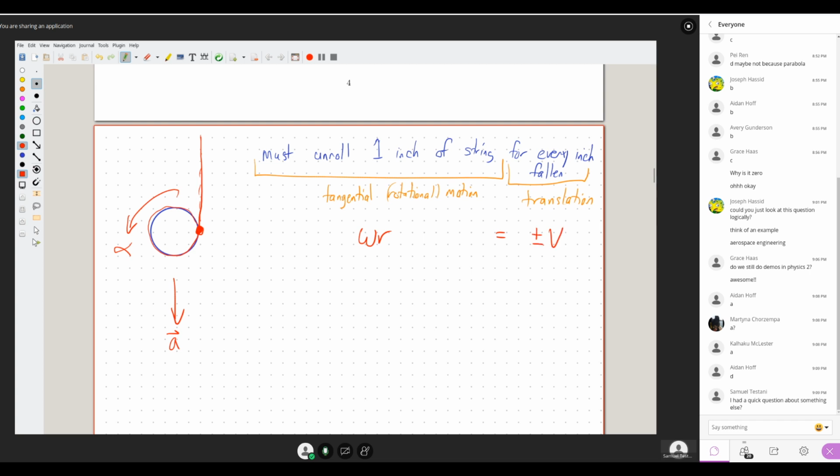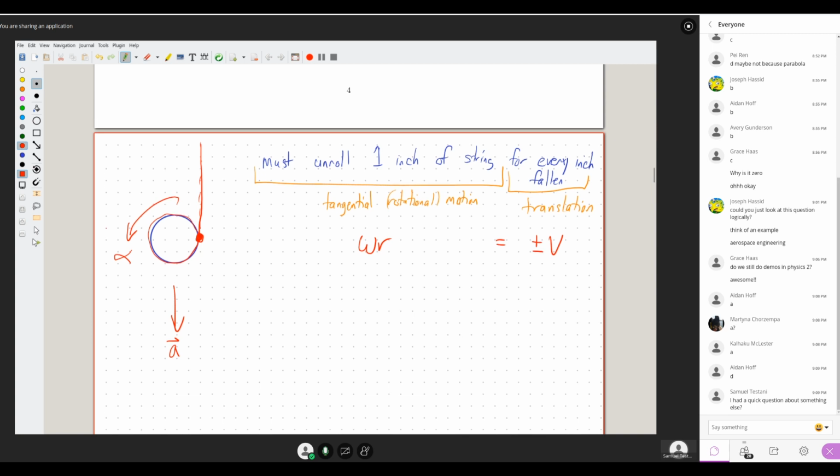Now, this is plus or minus because we don't know whether it's unrolling string by turning in the positive or negative direction. So, which rotational direction do you want to consider positive? Clockwise or counterclockwise? Counterclockwise. All right, so you want to consider this to be positive for rotation. Which translational direction do you want to consider positive, up or down? I guess down. Okay, so that's positive.